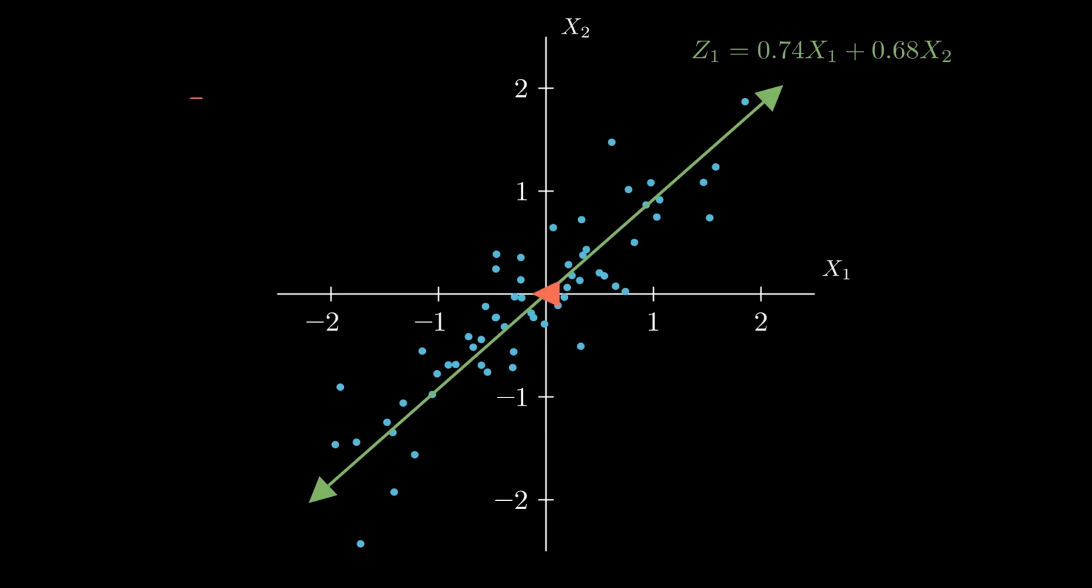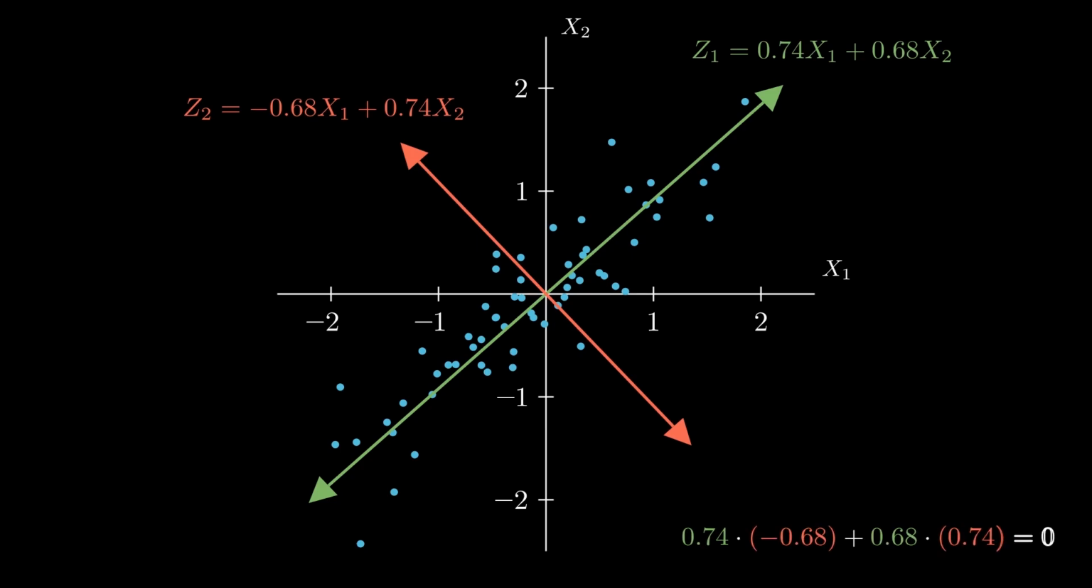The analysis continues with the second principal component, z2, represented here by the red vector. z2 accounts for the remaining variance not captured by z1. Notice the coefficients in z2 are the same as the coefficients of z1, but swapped and with the first coefficient negated. A critical requirement of the second principal component is that it must be uncorrelated with the first principal component. So if you take the dot product of z1 and z2, you get 0.